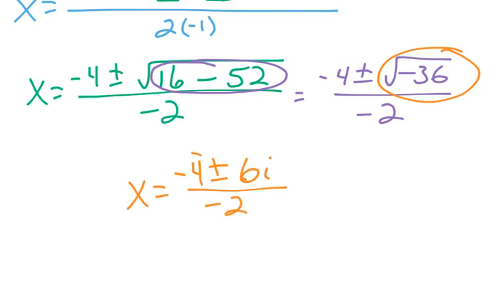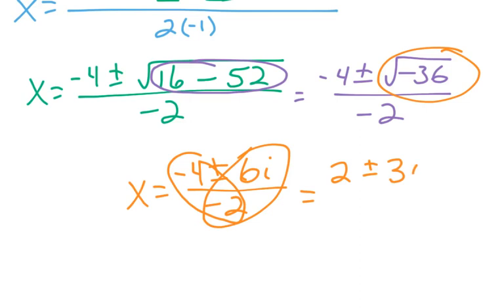Now, if you want, you could divide all of these by negative 2, that way we can clear out the denominator. So negative 4 divided by negative 2 is a positive 2. And instead of plus or minus, technically it would become minus or plus, but really it doesn't matter. Plus or minus, and again, 3i. So your answer here is an imaginary one, 2 plus or minus 3i.